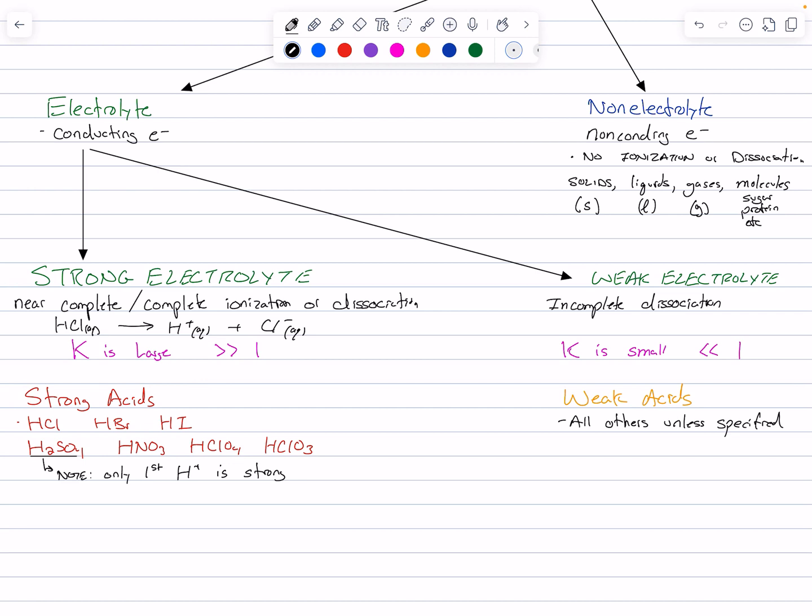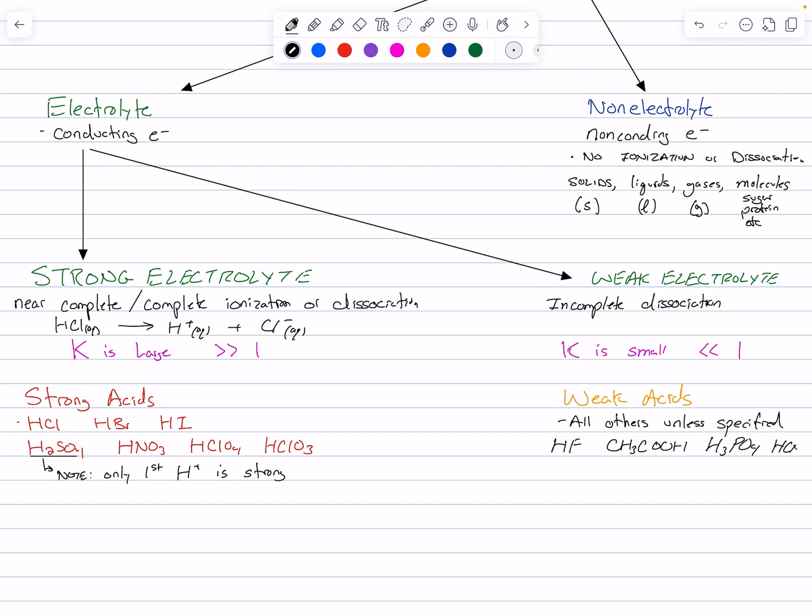Because obviously there's more than 6 strong acids. I used HPF6 in grad school. Not one you need to know, but it was a very strong acid. All right? And so what do we mean by this? This would be like HF, CH3COOH, H3PO4. And the list goes on and on and on.